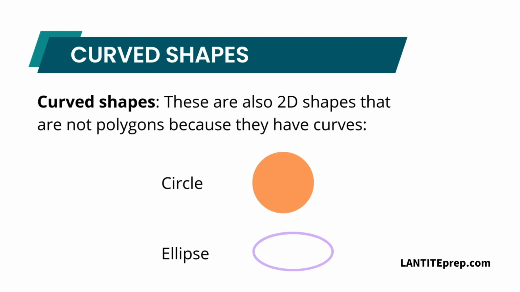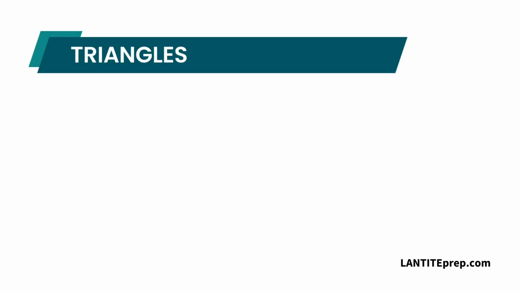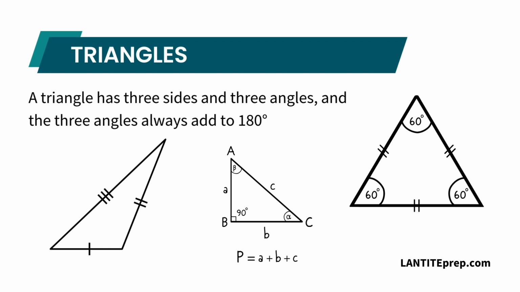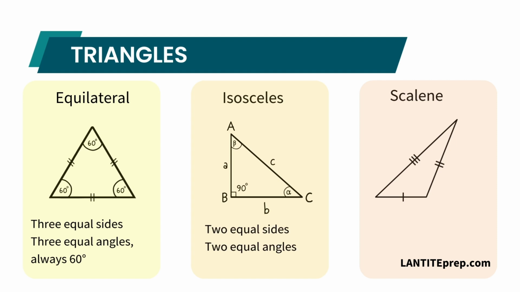Your exam will ask you to demonstrate your understanding about the properties of different shapes, so let's go over that now. First up are triangles. Recall that a triangle has three sides and three angles, and the three angles always add to 180 degrees. Remember that there are three names given to triangles that tell how many sides or angles are equal, and these are equilateral, isosceles, and scalene triangles, where equilateral triangles have three equal sides, three equal angles, which are always 60 degrees. Then we have the isosceles triangle, which has two equal sides and two equal angles. Excellent. Moving on, next is the scalene triangle, which has no equal sides and no equal angles. Pause the video here to make sure you can recall the differences on test day.